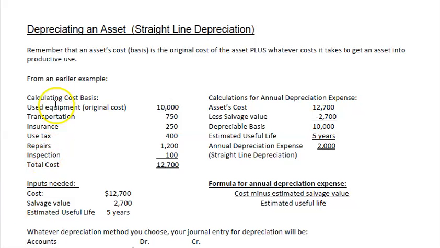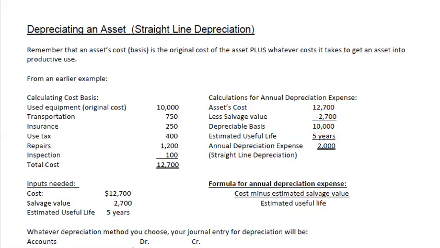Let's look. Here is an example from an earlier video that we did. And remember the general rule that an asset's cost is everything it takes to get it into productive use. So we have the cost plus everything it took to get it here ready for us. We're now at $12,700. We estimate a salvage value. What's this piece of equipment going to be worth at the end of the life when we're through with it? So we estimated a salvage value of $2,700 and an estimated useful life of 5 years.